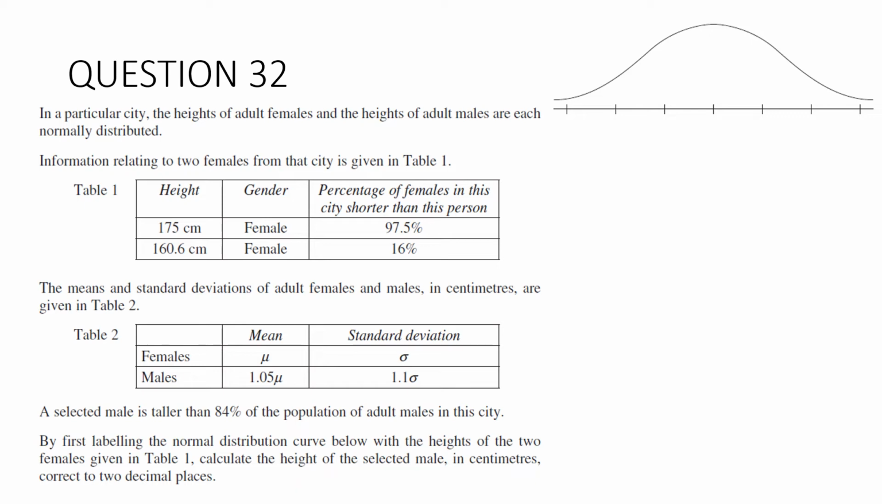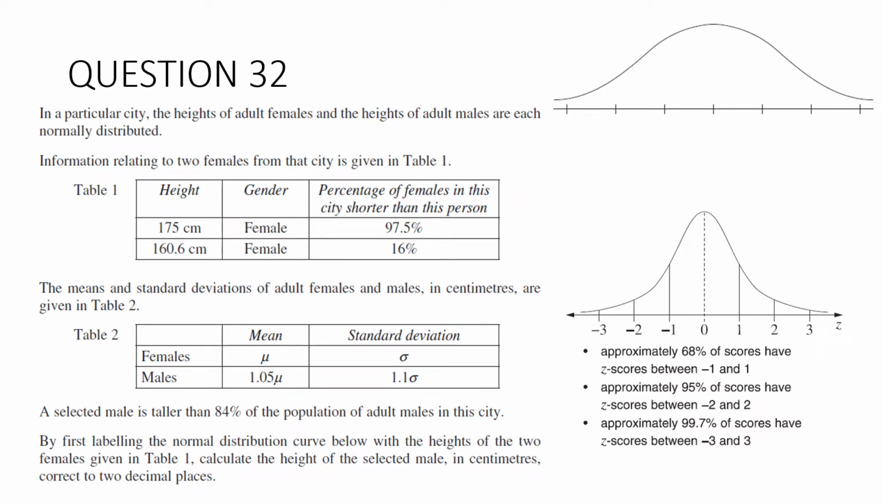All right, tricky question, mainly because we're not given an actual mean or standard deviation. But we'll do what they say. First label the normal distribution curve with the heights of the two females. Now, this is going to be about the empirical rule. So we come up here, we don't know what the mean is, so that's just mu. This is mu plus sigma, and mu plus 2 sigma, etc.